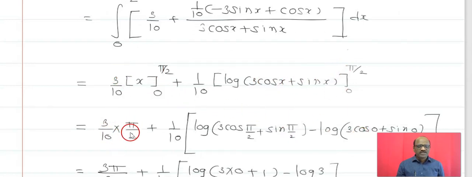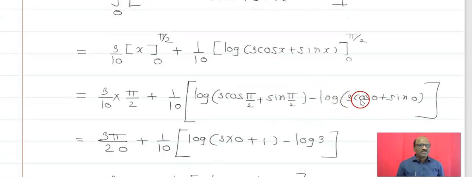That is 3 upon 10 into pi by 2 plus 1 upon 10 in bracket log of 3 cos of pi by 2 plus sin of pi by 2 minus log of 3 cos of 0 plus sin 0. But what is the value of cos of pi by 2? Cos 90 is 0, sin 90 is 1. And then you will get 3 into 0 is 0 and you will get log of 1. What about the next bracket? That is the cos of 0 is 1. 1 into 3 is 3 and sine 0 is 0.